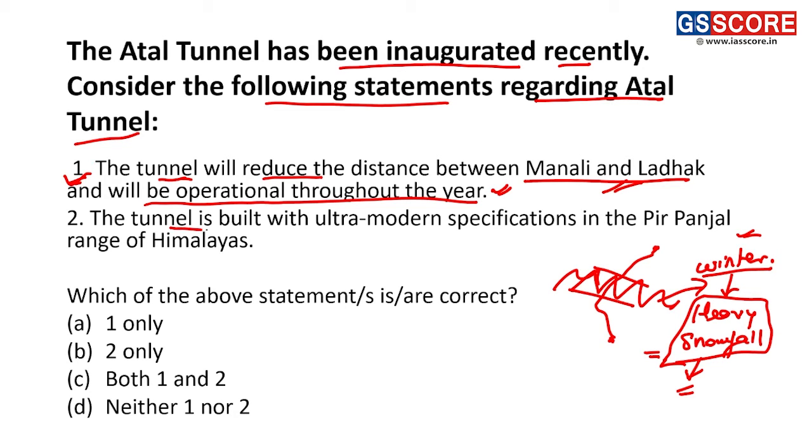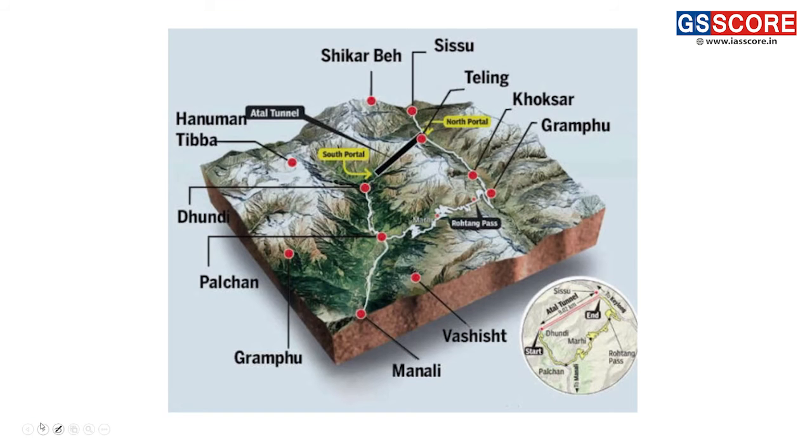Statement 2. The tunnel is built with ultra-modern specifications in the Pir Panjal range of the Himalayas. This is also a correct statement, because if we see here, this is a part of the Pir Panjal range. Here the city of Manali is present, and this is the route. This was the earlier route which was passing through the Rohtang Pass, and moving towards Keylong, Jispa and towards the region of Ladakh.